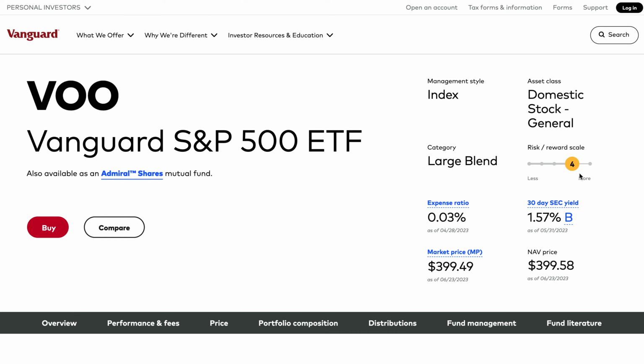Risk and reward scale, I really like that Vanguard does this. It goes from 1 to 5, with 1 being the least risky and 5 being the most risky. Here it's telling you that this ETF is in the 4 range. So it's not the riskiest, but it's not the least risky. But you do want some risk if you have a longer investing time horizon, because oftentimes a little bit more risk can add to more reward. That's not always the case, but it usually is. So that's something to keep in mind for your investing goals and your risk tolerance.